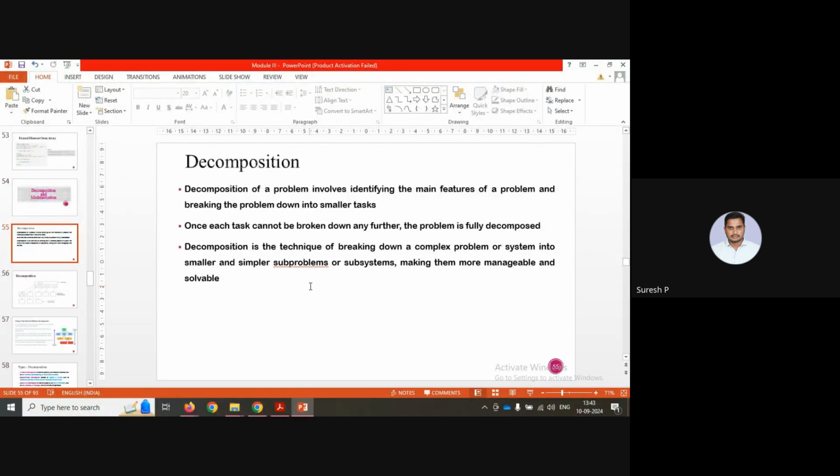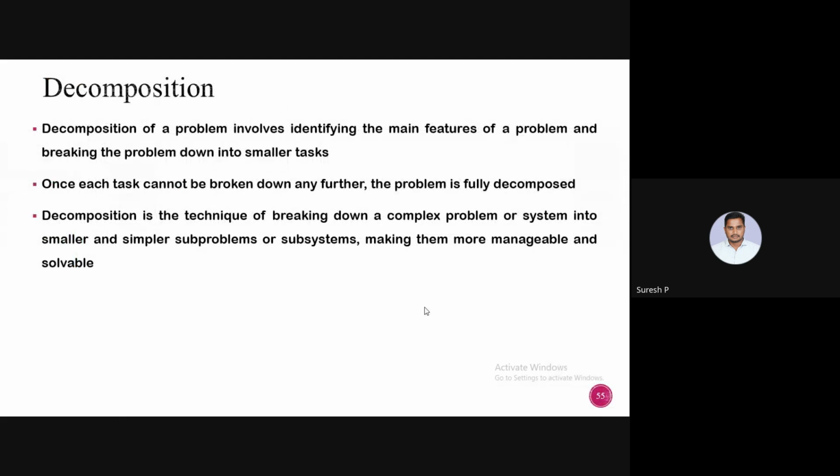Okay. So here, once the task is divided into smaller tasks, again we have to check whether that smaller task is possible to divide further. Okay, that has to be verified. Once no task can be broken down any further, then the problem is fully decomposed. So the decomposition levels may be more than one. For example, first level decomposition, then second level decomposition, then third level decomposition, like that.